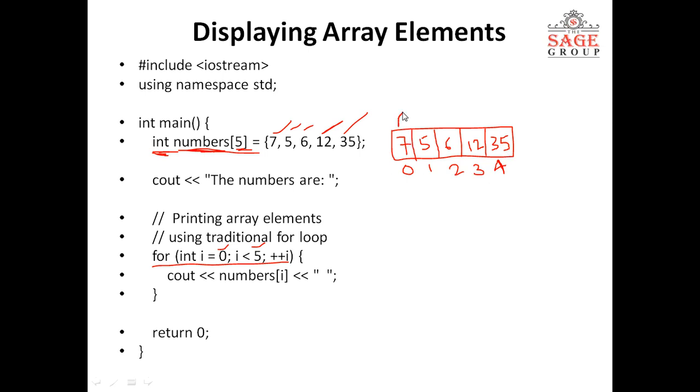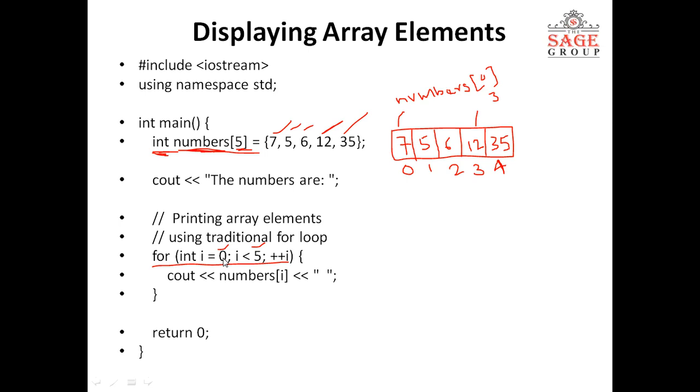So for this memory location, if you want to point out this memory location, you can write the name of the array, which is numbers, and the index value of that number. So at index number 0, 7 is there. If you want to point out this one, you'll have to write 3 instead of 0. Fine. So this memory will get pointed out.